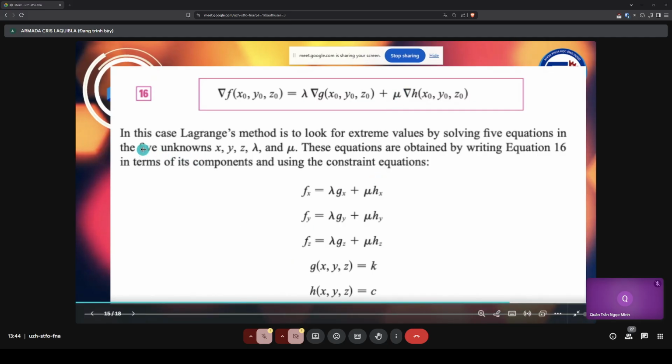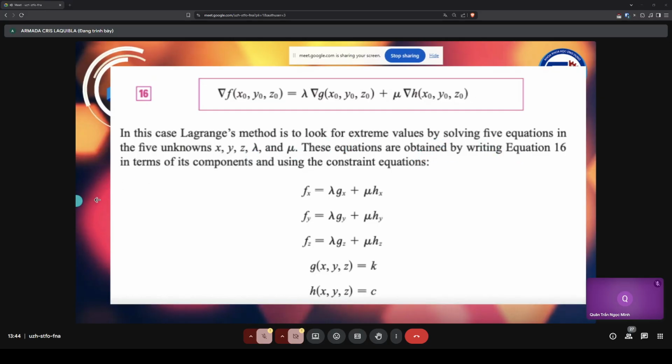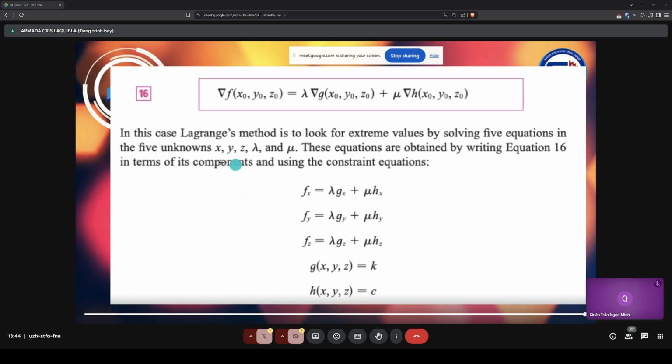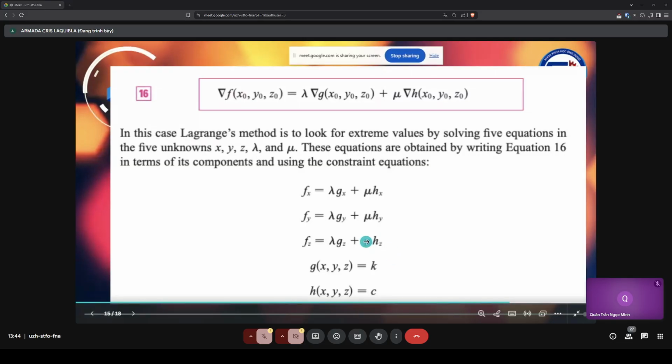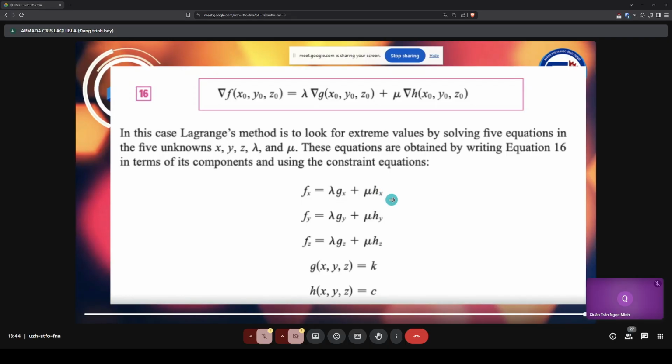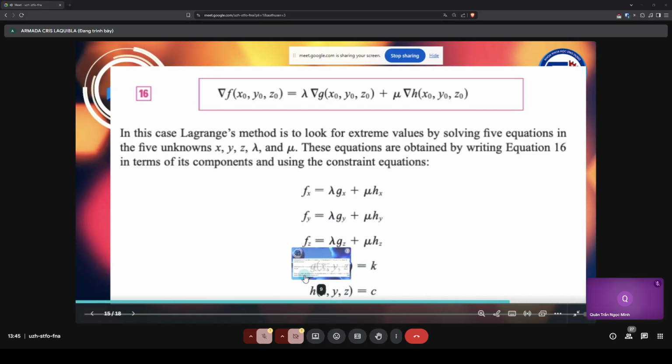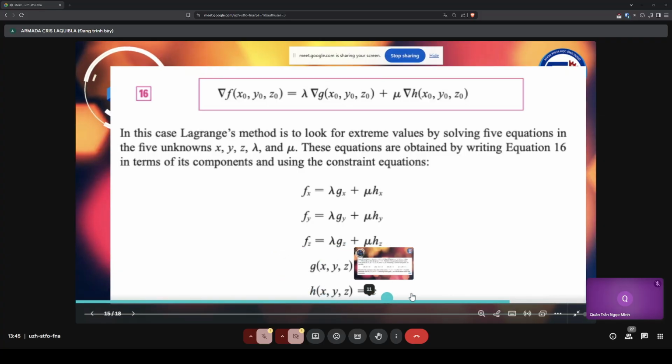Okay. Now, in Lagrange's method to look for extreme values, we solve five equations in five unknowns. We have x, y, z as unknowns. Lambda is unknown also, and mu is unknown. Here, fx equals lambda gx plus mu times hx. This is for the y, this is for the z, and you have g of xyz is equal to k, and another constraint, h of xyz is equal to c. Okay, next.